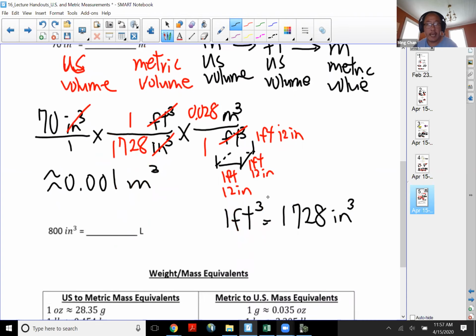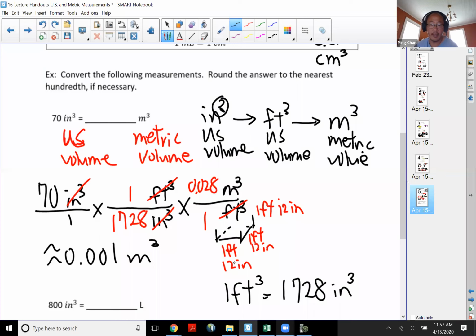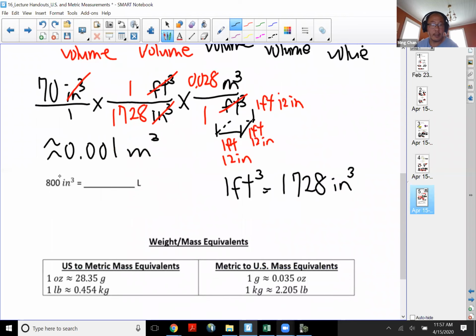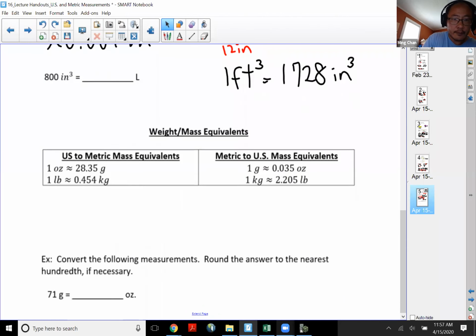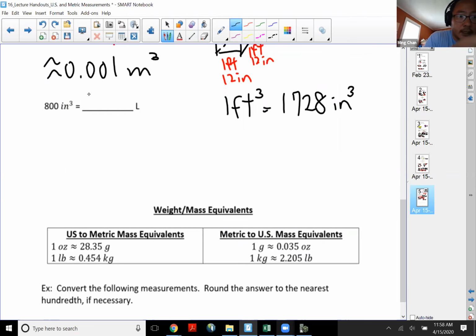So we did not have a volume to volume, but we can actually just draw a little cube and figure out what the ratios are. All right, this one is cubic inch to liter. Ooh, this one is interesting. All right. Hold on a minute now. Let's think about what we got here. Cubic inch. So inch is US, cubic is volume. All right, liter is actually metric in terms of capacity.